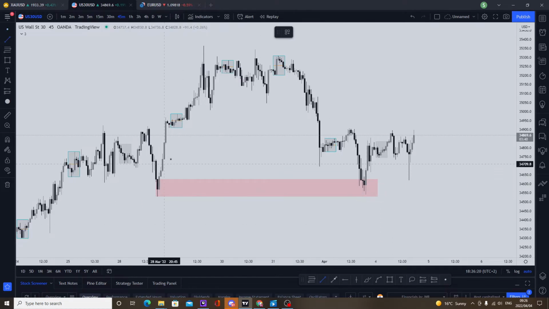Why this one is very strong? Because it took out all this liquidity, then it break this one, then they create this inducement. So this area was more strong. This is the zone there we want to buy.